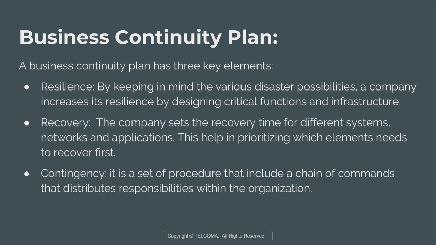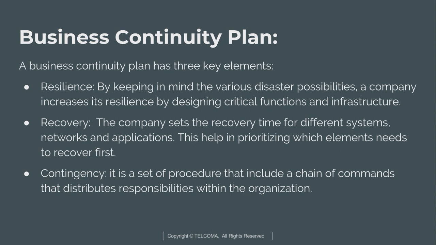So next, the business continuity plan's key elements. There are three key elements, that is resilience, recovery, and contingency. So first one is resilience. Resilience is the capacity to recover quickly from difficulties or tough times. Here in business continuity plan, by keeping in mind the various disaster possibilities, a company increases its resilience by designing critical functions and infrastructures. These resilience strategies include staffing rotation, data redundancy, and maintaining a surplus of capacity.